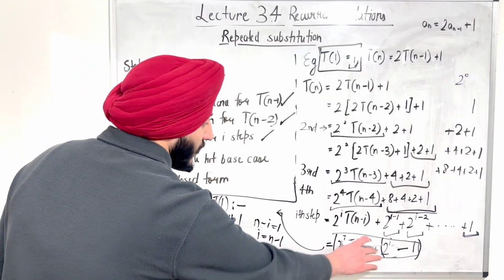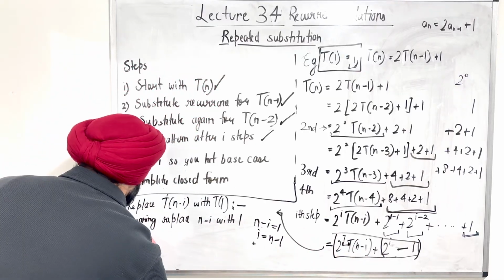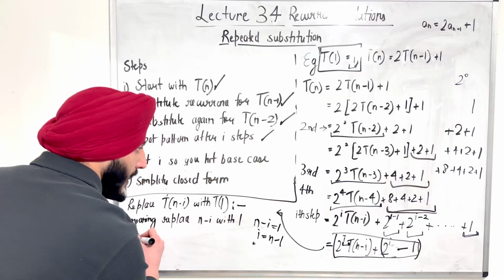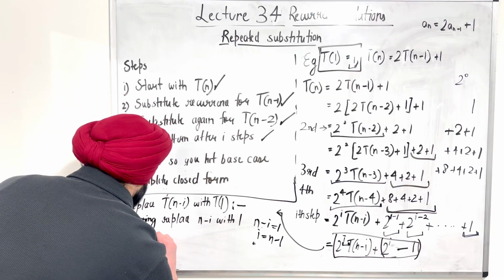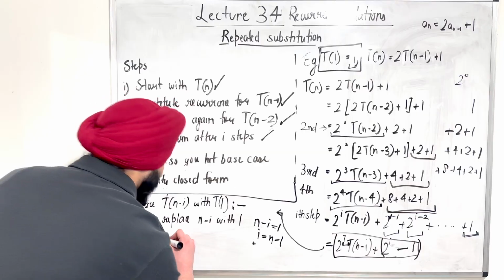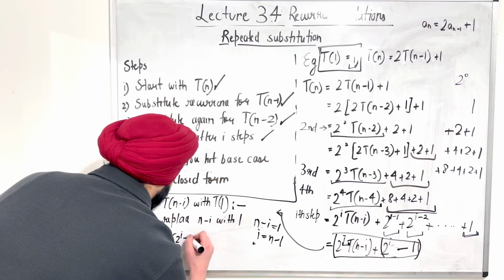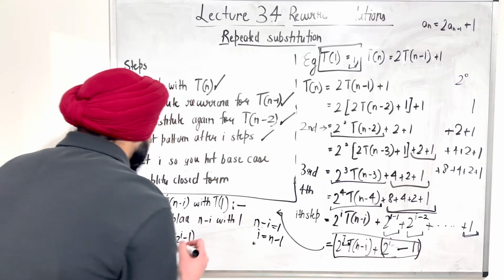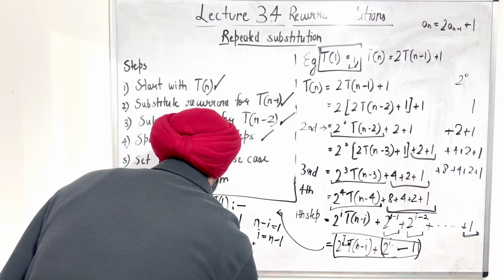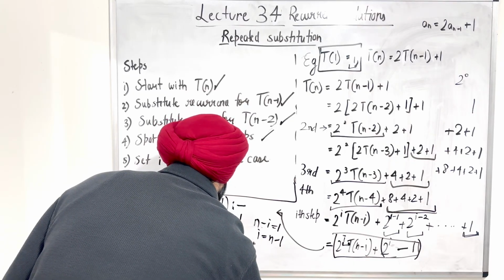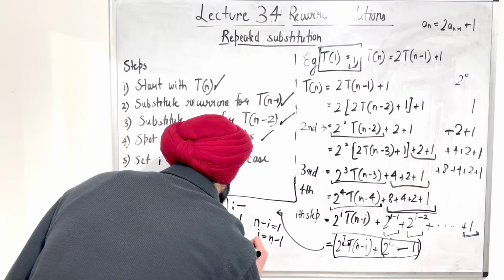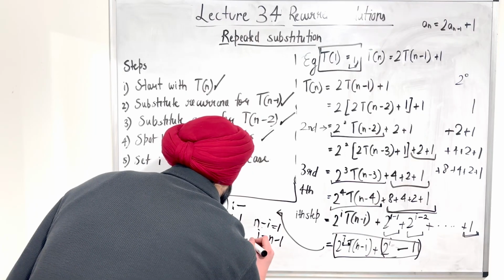And now let's just solve it for this equation. You had 2^i T(n-i) plus 2^i minus 1. So if you solve this, you get 2^(n-1) T1 plus 2^(n-1) minus 1.